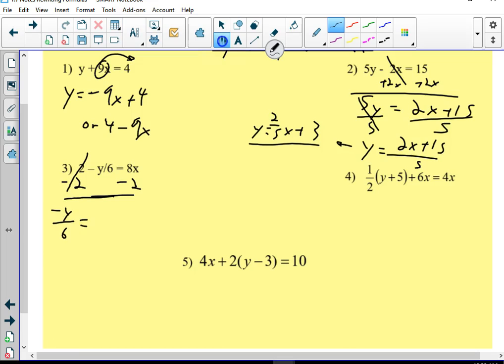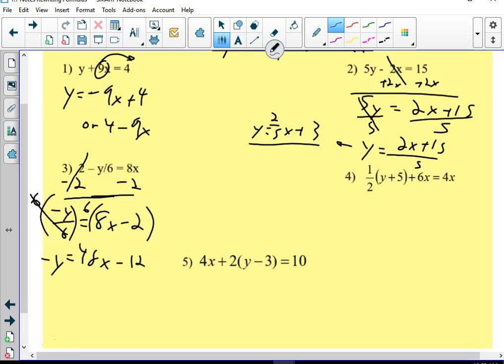That's divide. Equals. Can I combine that and say 6x? No, because one's a number, one's a letter. So I just write 8x minus 2. Now how do I get the y by itself? Multiply by 6. So those cancel. I get negative y. Be careful, the negative's still there. Equals 6 times 8 is 48x minus 12. Am I done?